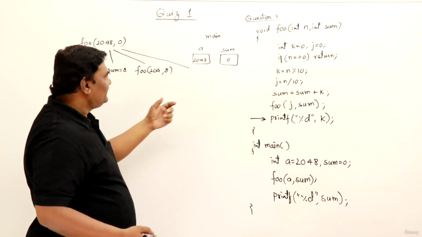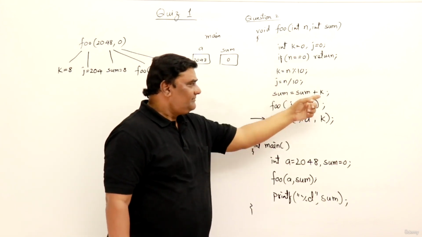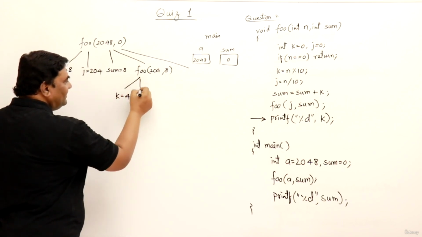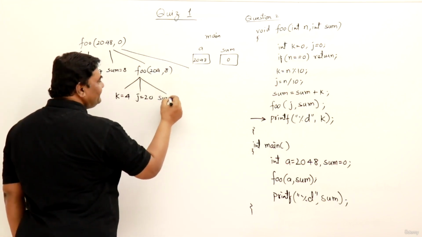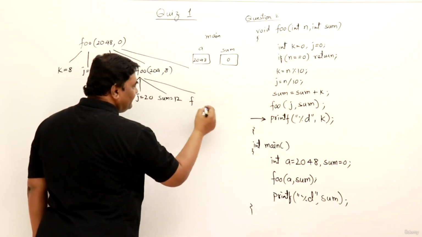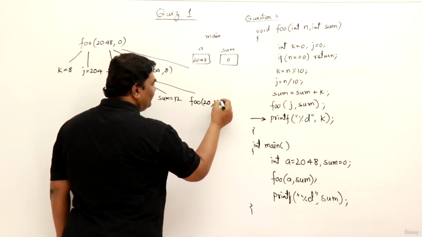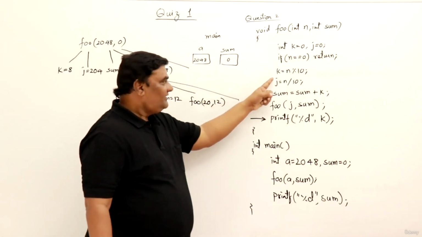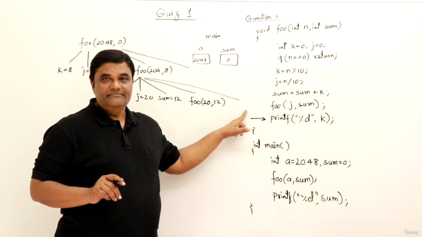In this call also, same steps, right? k assign n mod 10, j assign n divided by 10, and in sum k is added. So k is 4. j is 20. Sum assign sum plus k. Sum 8 plus 4 is 12. Then call itself for next values, that is j and sum, so 20 and 12. And also print. That printing will be done afterwards. So all the steps I have done: 1, 2, 3, 4. The fifth one will be done at returning time.